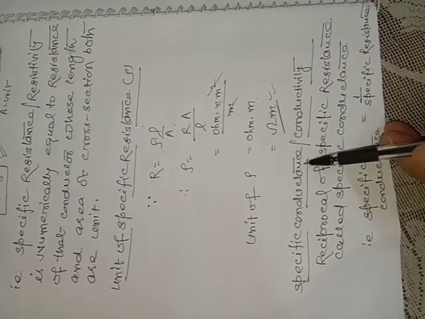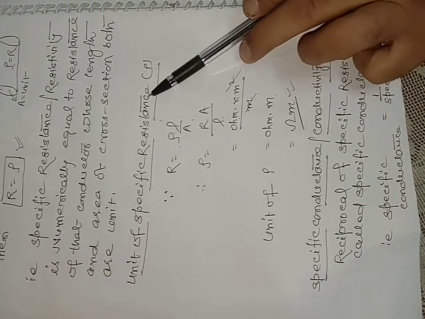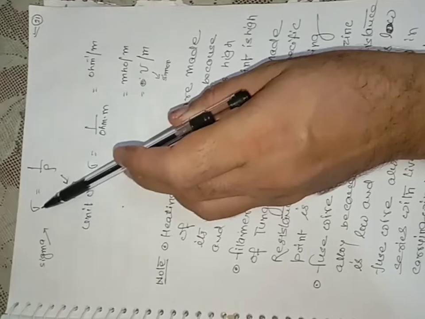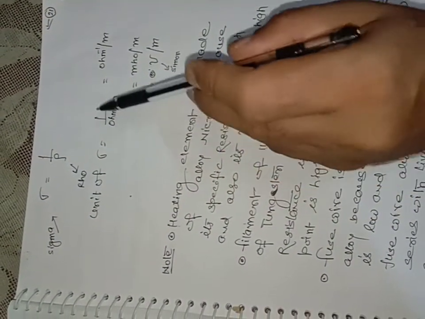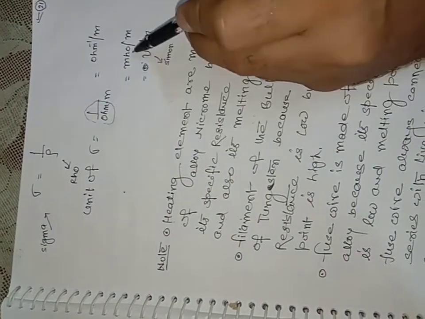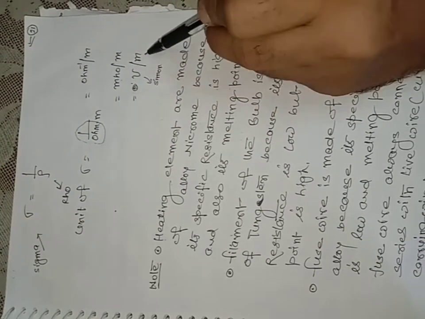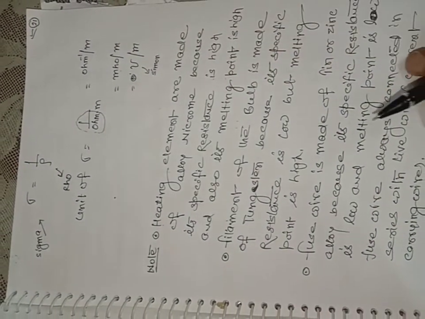Next is specific conductance or conductivity. The specific conductance is the reciprocal of specific resistance. Correct? It is denoted by sigma. Sigma is equal to 1 upon rho. So the unit of specific conductance becomes 1 upon ohm meter. And as you know, 1 upon ohm is mho. So mho per meter or Siemens per meter is the unit of conductance. Clear? So that's all about Ohm's law.